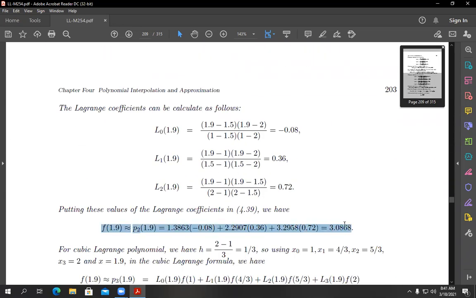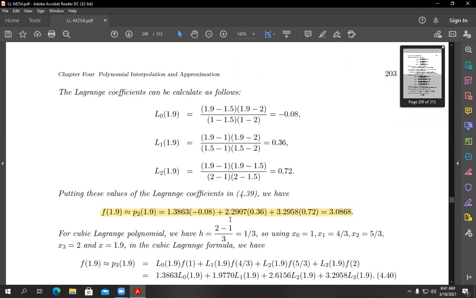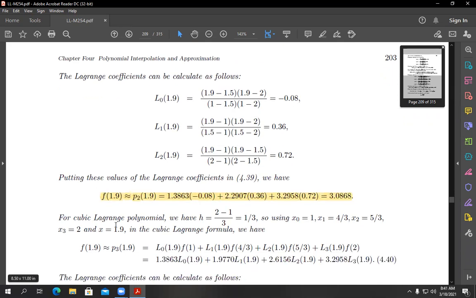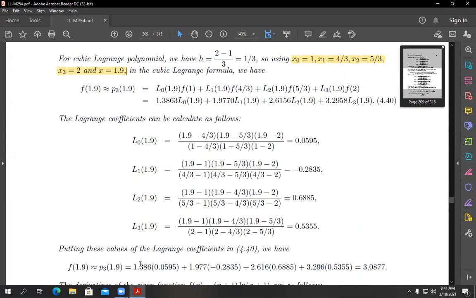And inshallah you simplify after finding this one, and you have this approximation. And for the cubic degree, you need 4 points. So how to find h? Final point minus first point divided by the degree, which is 3. So you have 1 by 3. Then you can easily find the formula. These are your 4 points, and the given x of 1.9 is inside, and you use the formula, and this is the answer you have. This is the first part.